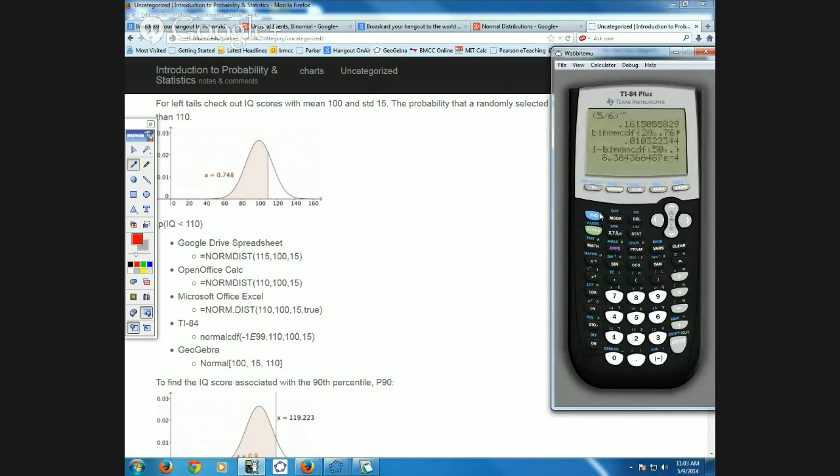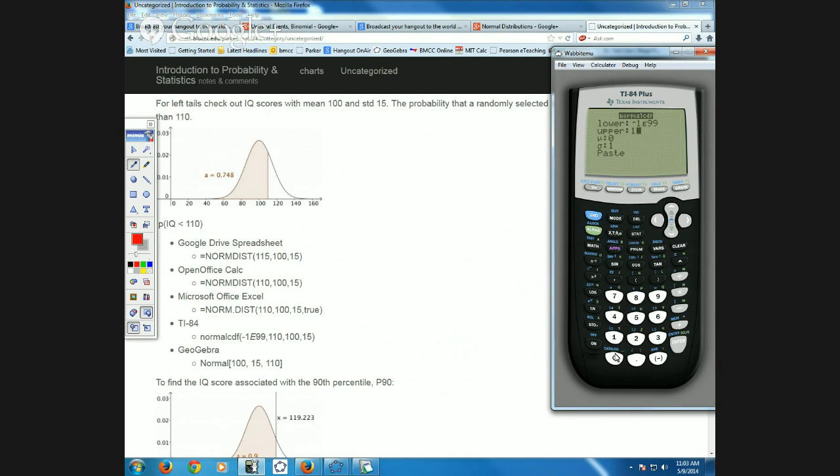I need a bigger display for my calculator. Let's see, second variables, normal CDF. Are we ever going to use the normal PDF? No, never, ever, ever. Normal CDF. Left side is negative. The E is located above the comma on your TIs. It says EE, but it really gives you the E, which is the engineering times 10 to the power.